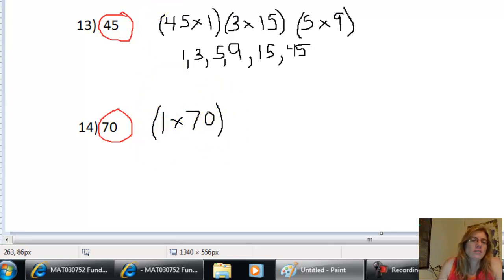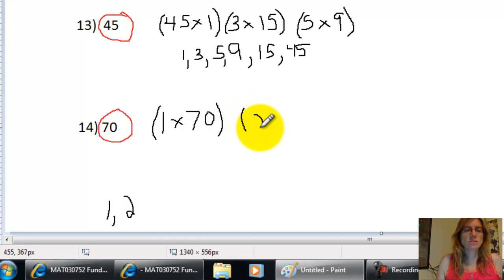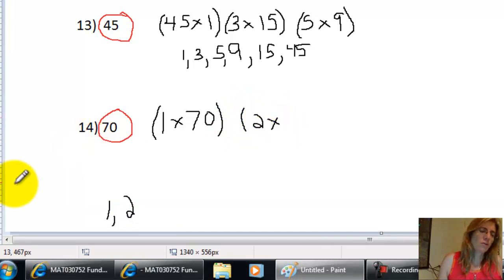Okay? Does 2 go into 70? And let's start our little tally down here. Does 2 go into 70? 70 is an even number, so according to the rules of divisibility, 2 does go into 70. So our next factor is 2 times some number. Well, if you don't know for sure, then you do the math over on the side. Well, let's see, 2 into 70. I happen to know the number is 35.